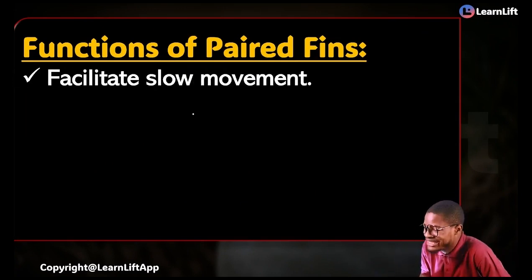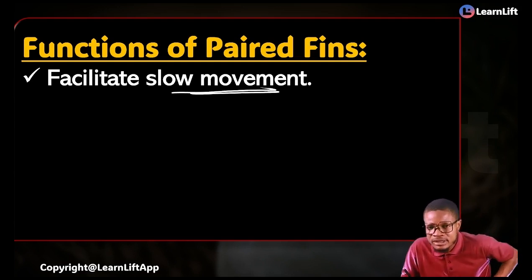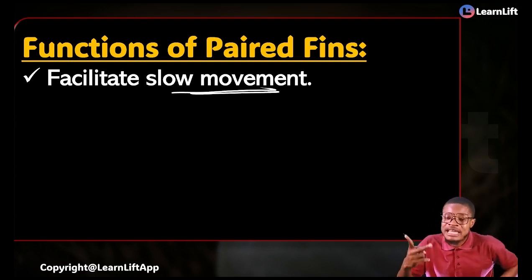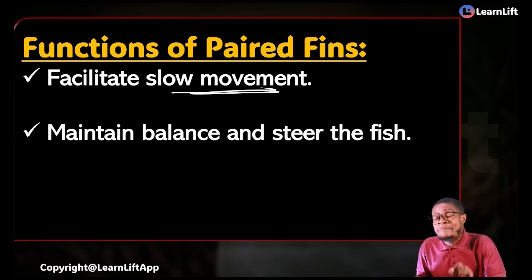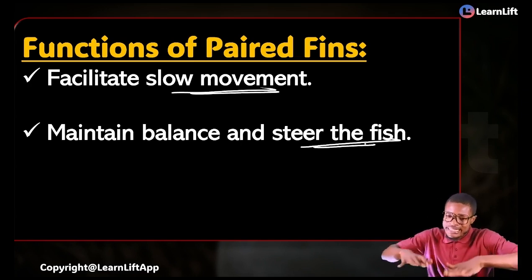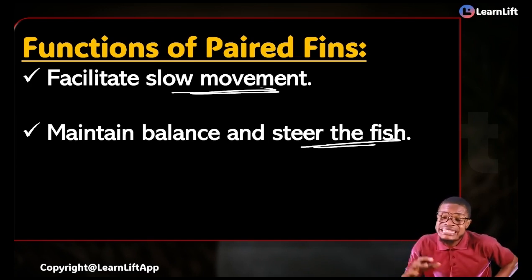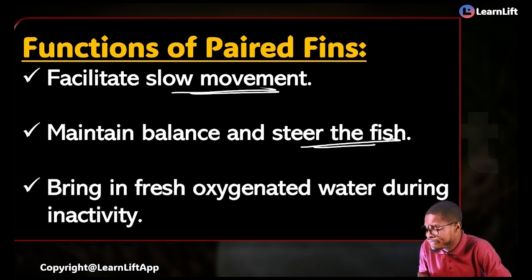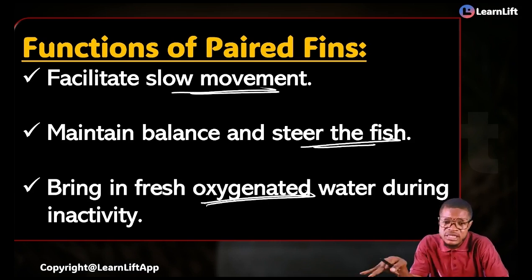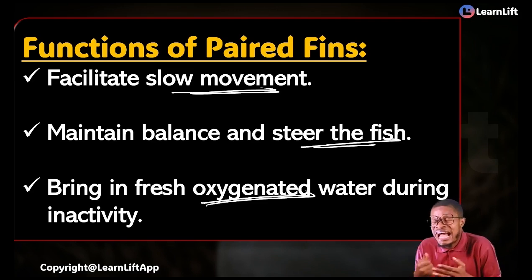Number one, they facilitate slow movement. So what do we have for slow motion, where fish do not run, they are just moving slowly? It is the paired fins, the function of both the pectoral and the pelvic fins. Number two, they maintain balance and steer the fish. What helps the fish maintain balance when you just want to stand, you don't want to move, you just want to stay on the water? What maintains that balance is the pectoral and the pelvic fin. Number three, they bring in fresh oxygenated water during inactivity. So when they are not moving, what will bring in fresh oxygenated water? It is the pectoral and the pelvic fin.